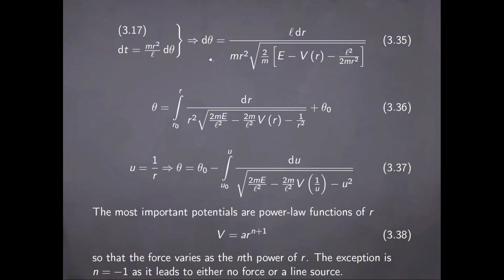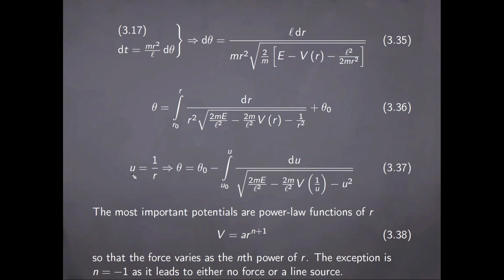Another approach involves using the conservation of energy. So from equation 317 and using the result that we have deduced from the conservation of angular momentum, we can immediately solve for the angular differential to obtain the result here. And this can be immediately integrated up to a constant in order to formally give a result.